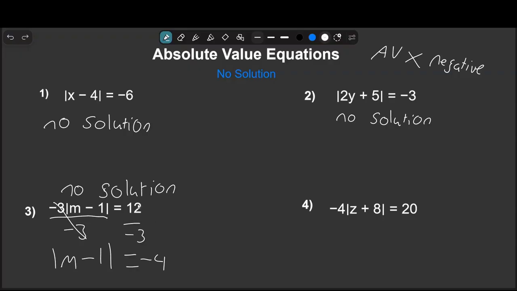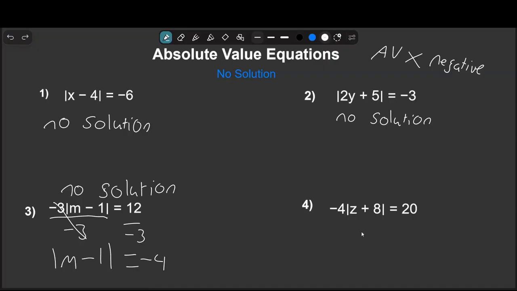So don't get it mixed up. It doesn't matter if you see a positive number, it doesn't have to have a solution. So always look to isolate your absolute value first and then look if you have a solution. And if you do have a solution, you can go further with solving the problem.